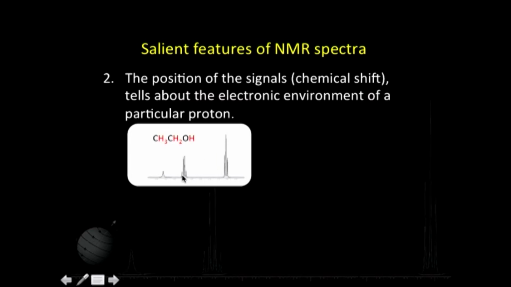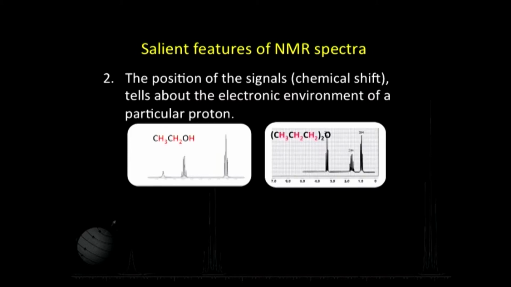So, essentially it tells me that the 3 types of protons in the ethanol molecule have different electronic environments around them. So, that is the positioning part of it. Yet another example here. Look at this molecule.